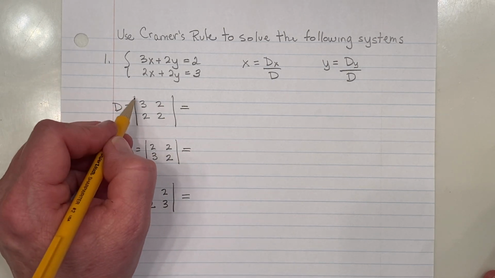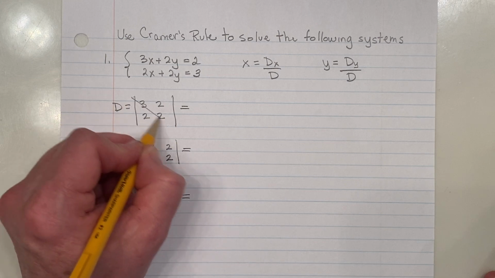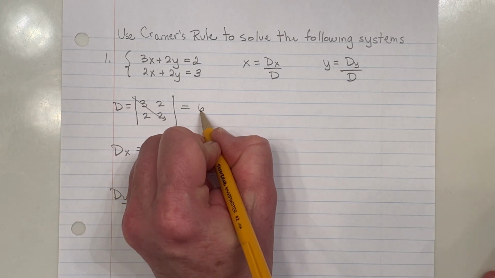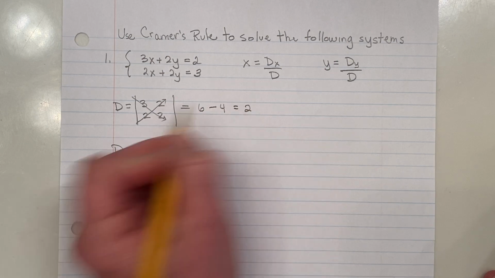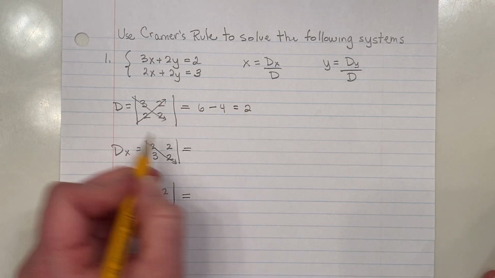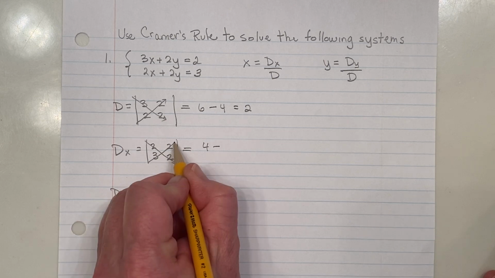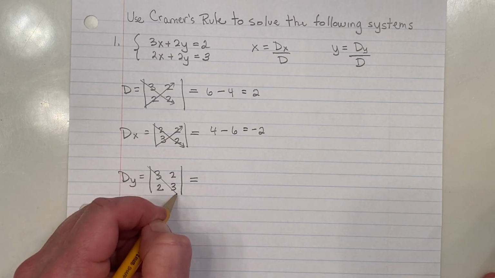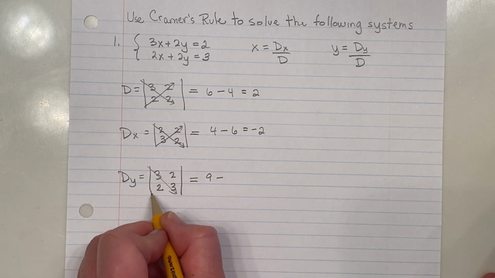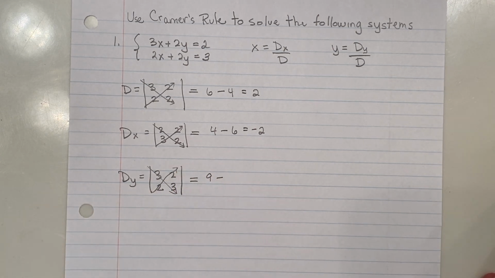All right, so how nice. It's a 2 by 2. So let's just go straight to the determinant. That's 6 minus 4. So that's 2. So it'd be 4 minus 6. So that's negative 2. That's already good. And this determinant would be 9 minus 4.